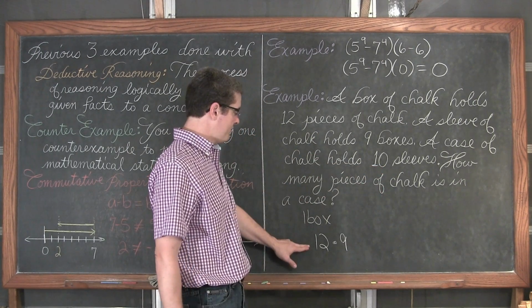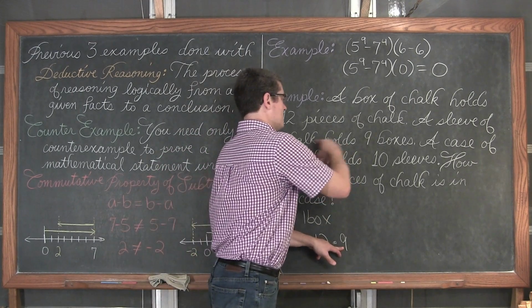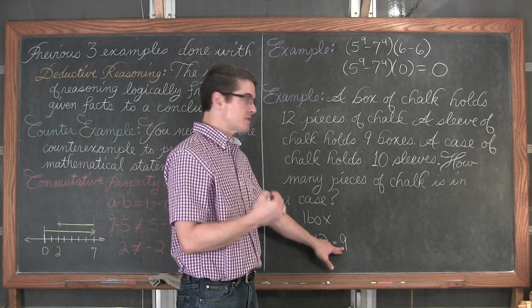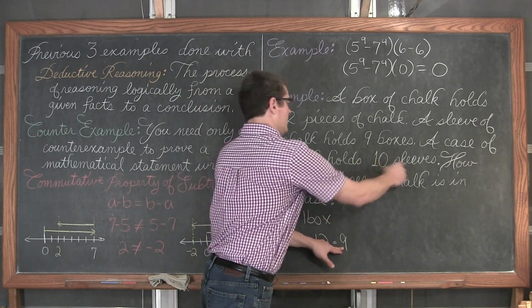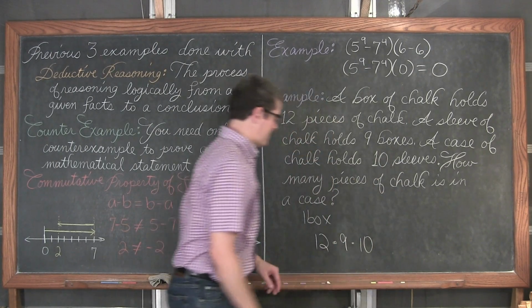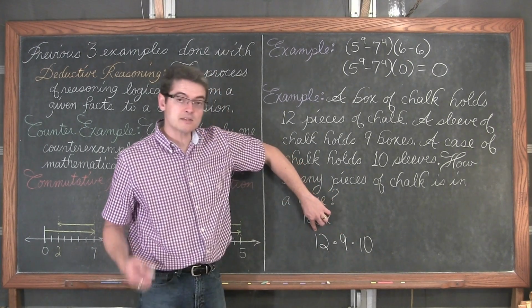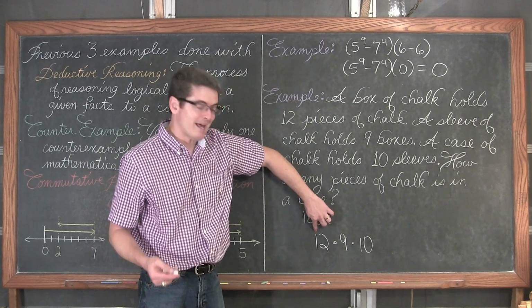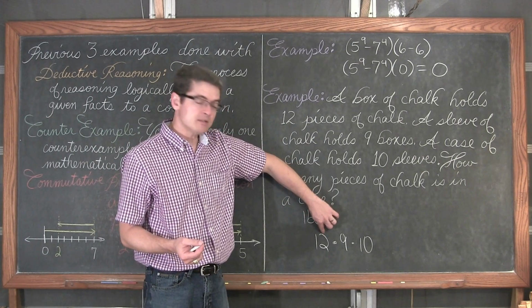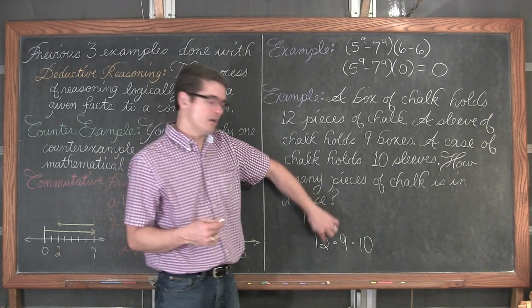So we're going to do that 12 pieces of chalk in a single box times 9 for the sleeve, and then there's 10 of those sleeves in one case of chalk. So we're going to multiply that by 10. And we got here that we have 9 times, that's the tens place, so 9 times 10 is 90, and 9 times 2 is 18, so that's 90 and 18 is 108.